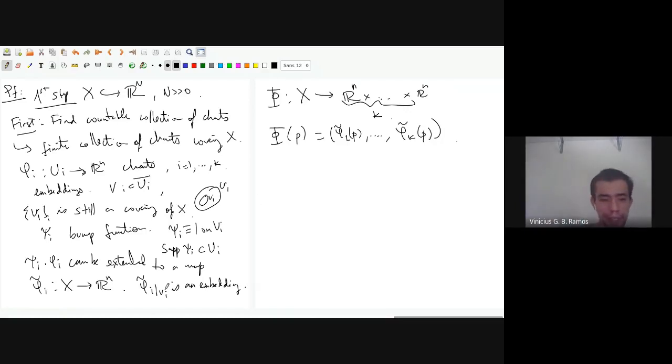Okay? And because Vi is a covering of X, then for every p in the domain, it will be in one Vi. So at least in one. So that means that there will be at least one of these functions here where you actually have an embedding. So this implies that phi is itself an embedding.